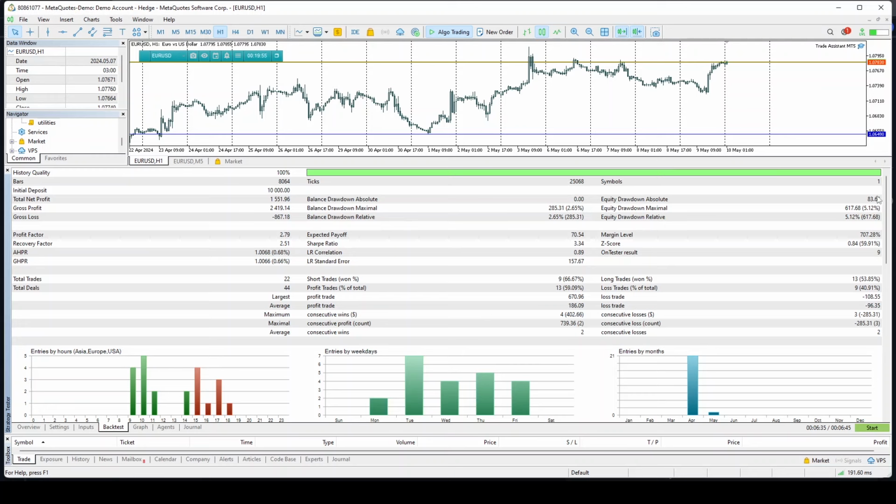So based on running trades, you see the absolute equity drawdown is 83 points. Sorry, this is 0.84%, right? Because this is 9%, right? So this is 0.84%, and the maximal drawdown is about 5.12%. If you ask me, I think this is really, really good.